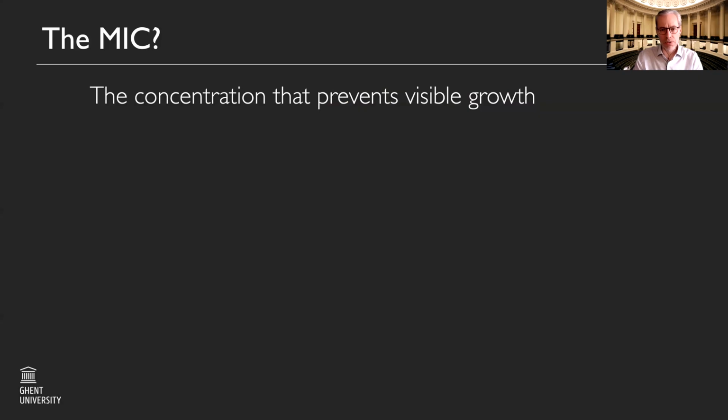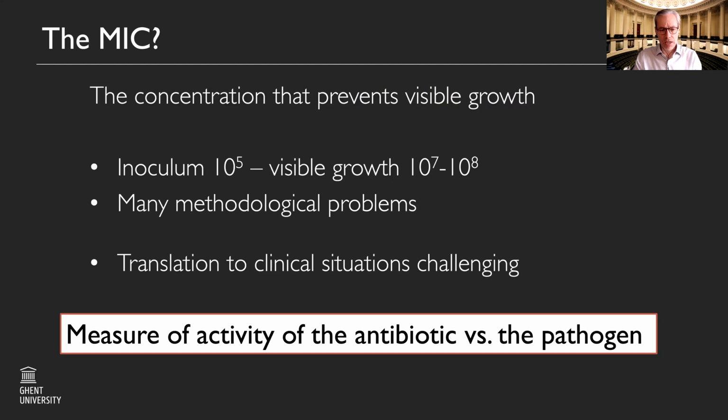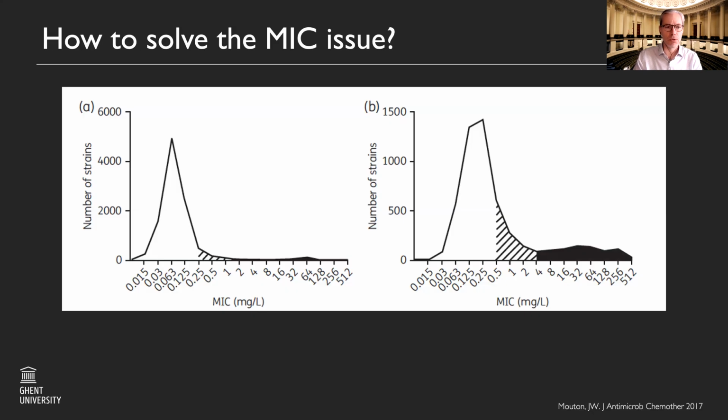So it's important to realize, however, that this inoculum is 10 to the 5th, and visible growth only starts at 10 to the 7th, 10 to the 8th. So anything in between these values, actually, there may be growth, but it will not be reflected in your MIC. And apart from that, there's a number of other methodological problems. I cannot go into detail, but the bottom line is that it's challenging to use this absolute number and translate it to clinical situations. It is, however, a measure of the antibiotic versus the pathogen, but be very careful to use it as an absolute value.